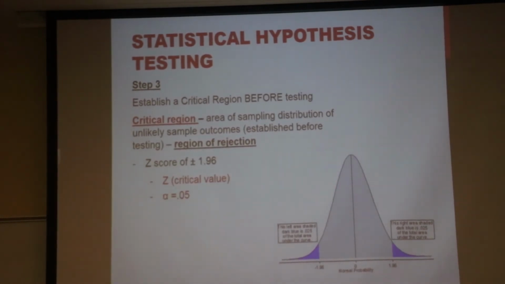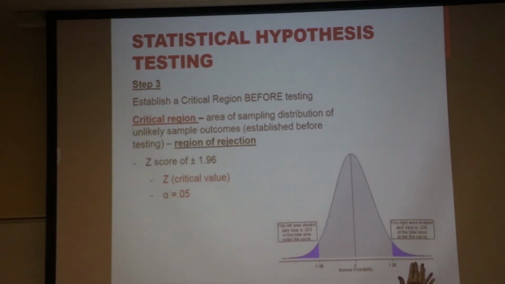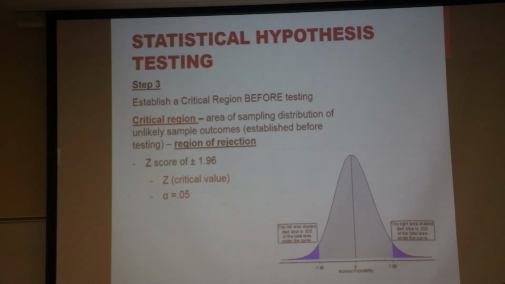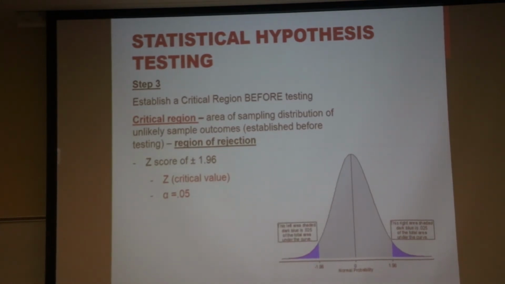We call it the region of rejection because it's the region in which you reject the null hypothesis, which, if you remember, is that there is no difference between the elderly and the general population. So, all right, I wanted to make that point.